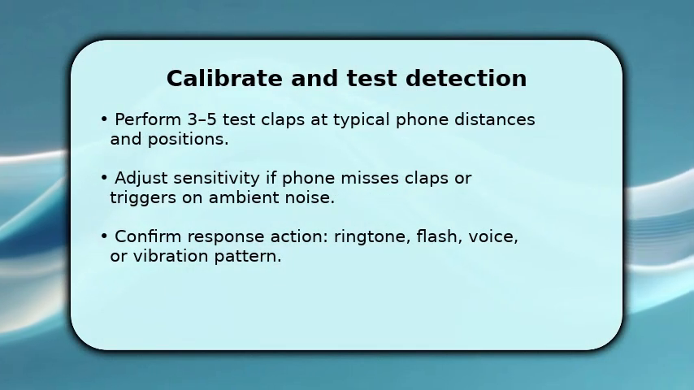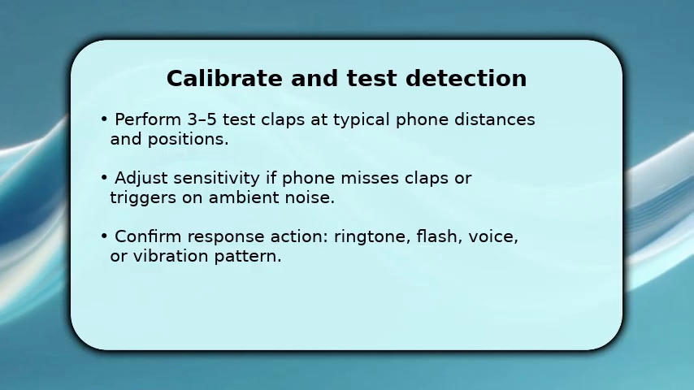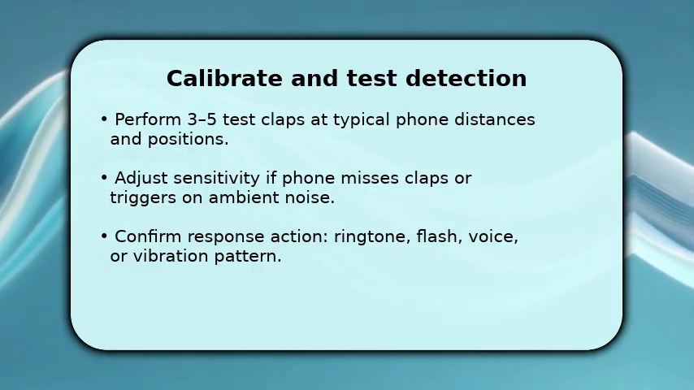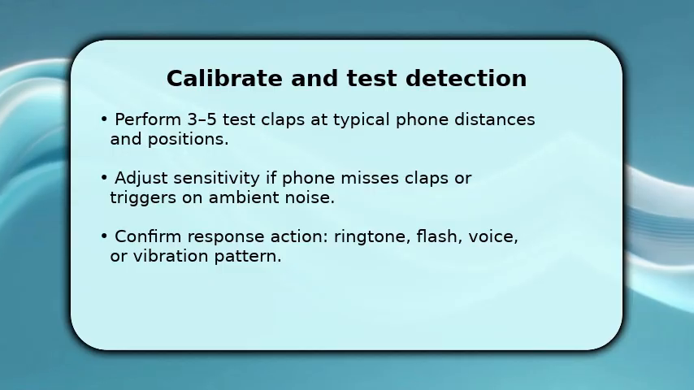You should clap from several common locations: pocket, couch, kitchen counter, and run 3 to 5 trials. If the phone misses claps, increase sensitivity. If it reacts to TV or traffic, lower sensitivity or change the clap pattern.